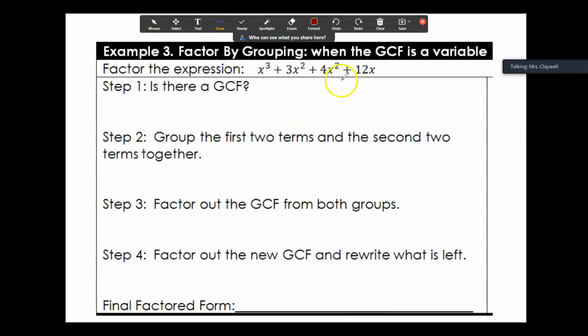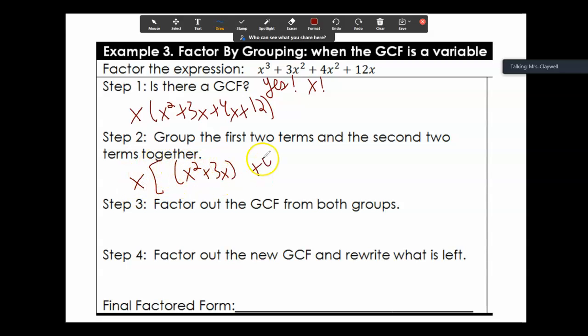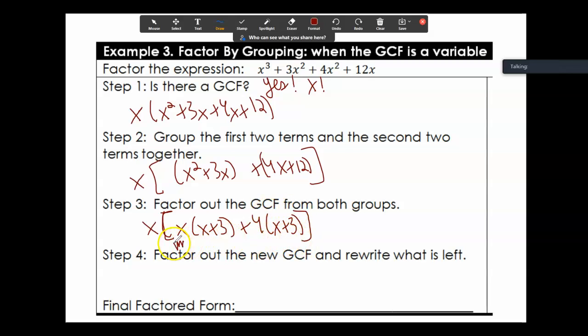Okay, here, everyone was thinking, is there a greatest common factor? Yes. An x. So I can factor out an x. I'm going to write my x on the outside. We can't forget it. I'm going to group my first 2 terms together and my second 2 terms together. Here's my leftover. And here's my matching. So I'm going to pull out my matching. What I have left over is this.